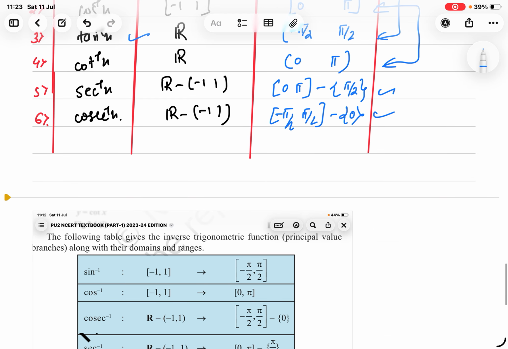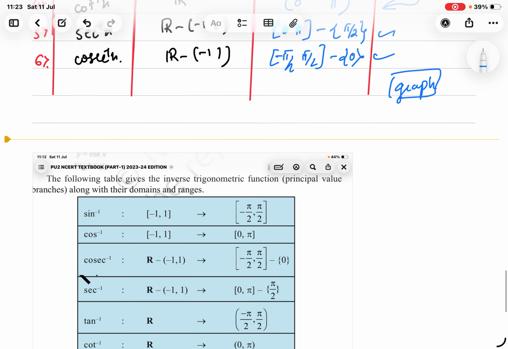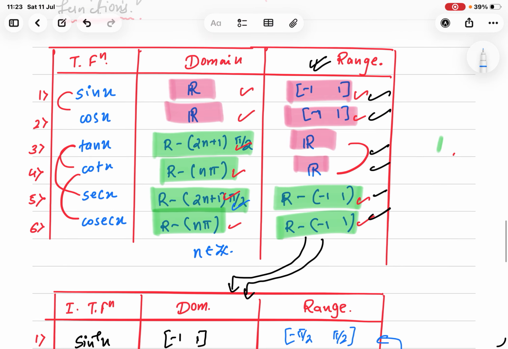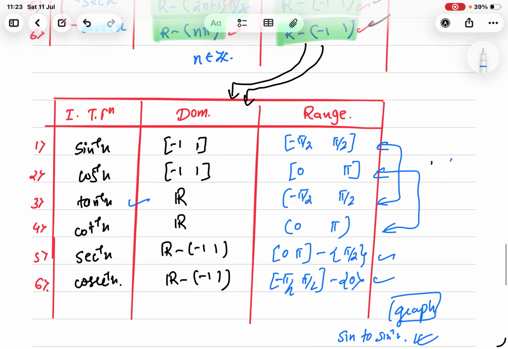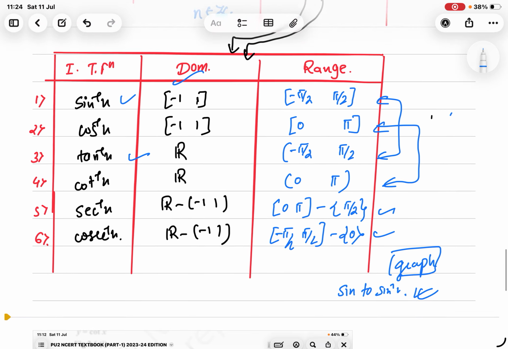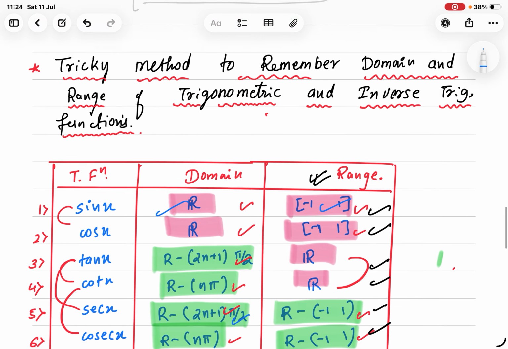And in the next class we'll discuss the graph of the trigonometric and inverse trigonometric functions, how the graph will be transformed from sine to sine inverse. The domain of sin x and the range of sin x: the range of sin x is nothing but the domain of sin inverse x, the other way around. I hope it is clear.